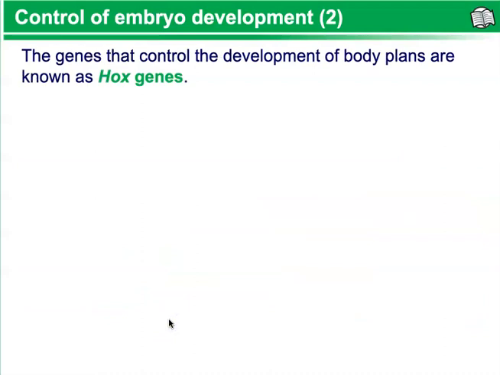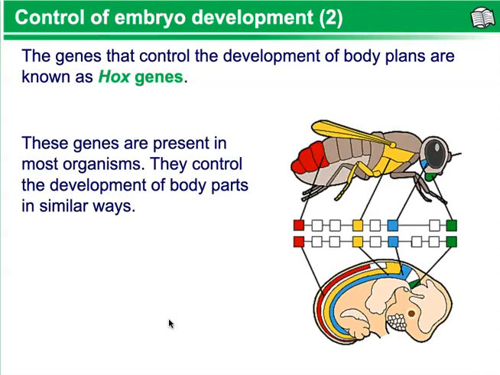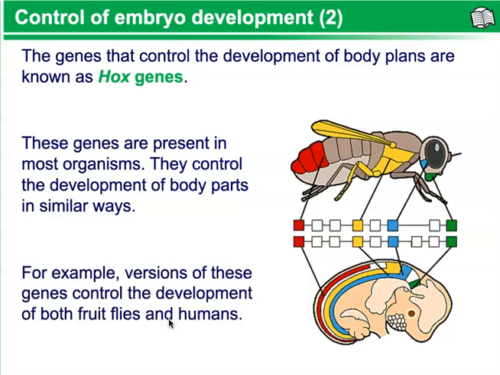The genes that control the development of body plans are known as Hox genes. These genes are present in most organisms. They control the development of body parts in similar ways. For example, versions of these genes control the development of both fruit flies and humans. Mutations in Hox genes can cause structures to appear in the wrong places.